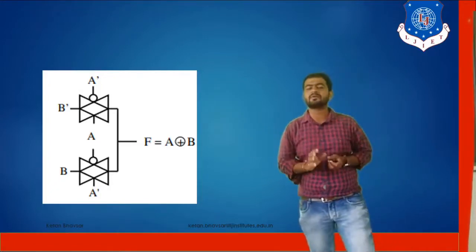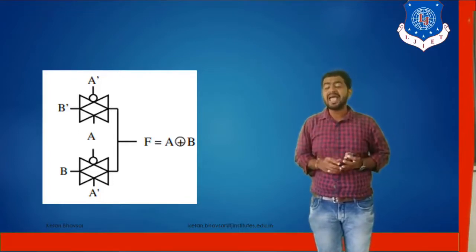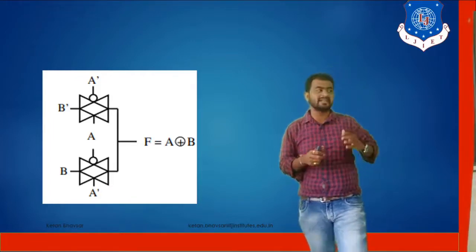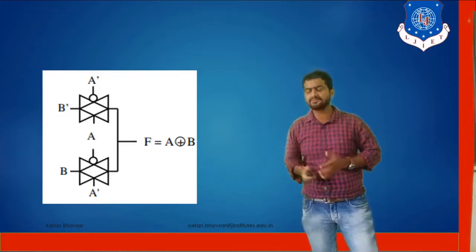So we are getting this type of circuit or this type of configuration using the transmission gate. And make sure that it is connected totally opposite to the CMOS, meaning it is connected in a parallel manner, not in a serial configuration.